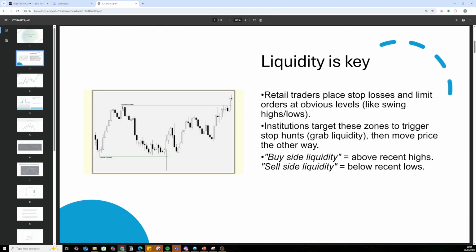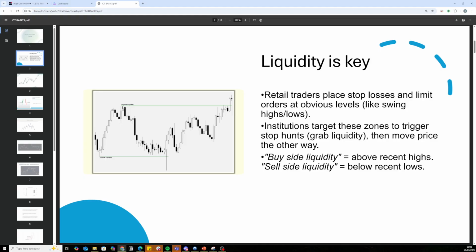Now, the first thing to consider when using ICT concepts is that liquidity is everything. From an ICT trader's point of view, on the markets, liquidity is everything. Liquidity is what drives the markets. So we say in the ICT world, retail traders, quote unquote, place their stop losses and limit orders at obvious levels like swing highs and swing lows. And institutions target these zones to trigger what's called a stop hunt or a liquidity grab. And then price moves the other way.